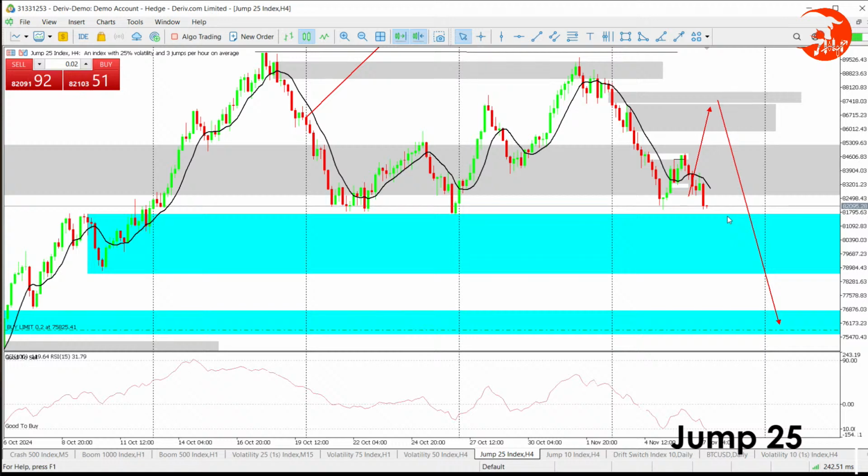All right, so H4. We were in sales and we reached this level four times. It is a strong support level, this order block here. So that being said, I know that now on H4 I may be looking for buys. That's why I have that there to take me there according to H4.